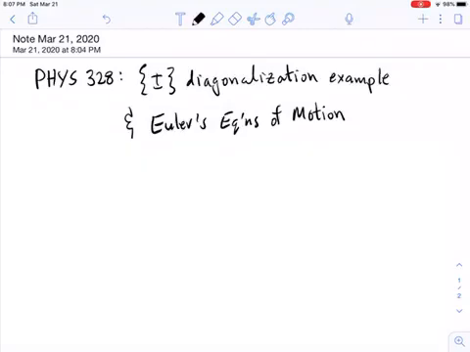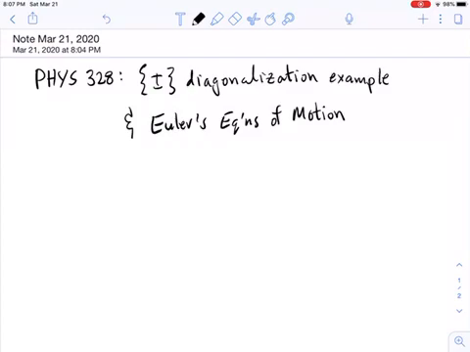Okay, so it's time for the next Physics 328 video. What I want to do today is an example of the diagonalization of a rotational inertia tensor. We'll do the square slab, because that's a problem we've been working on for a while now, and so we know some of its properties.